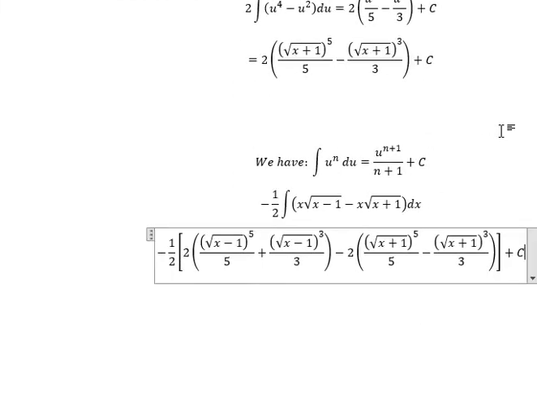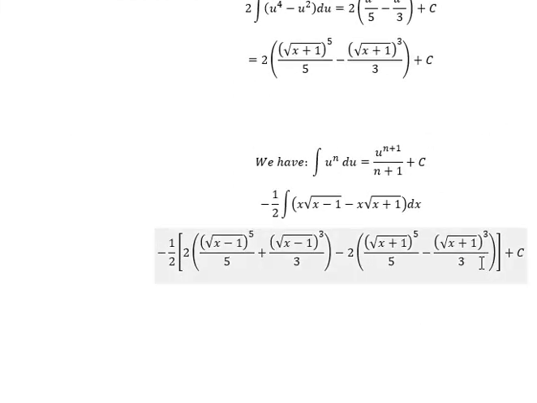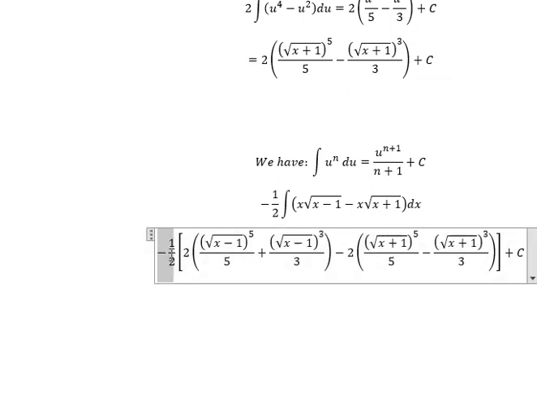And here is the final answer we need to find in here. Now, negative 1 over 2 multiplied by number 2 and negative number 2, we have like this.